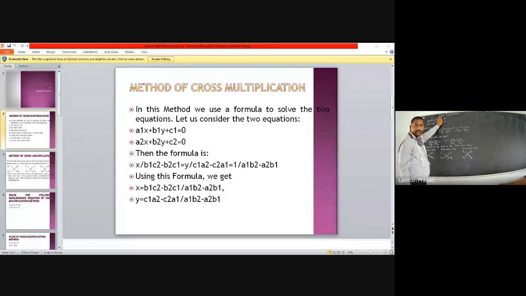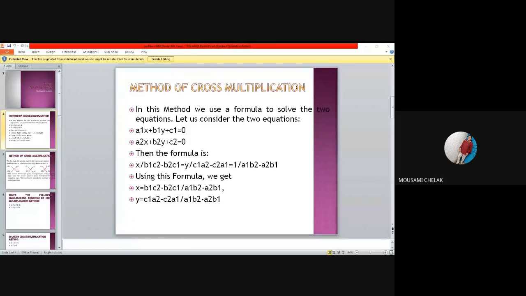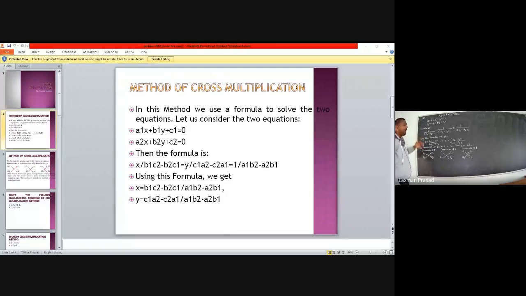Then the denominator of 1, if you are interested to find out, eliminate. So a1 b2 minus a2 b1. Yes, sir. So this is the way to find out the formula. So if you are having this value, fine. So using this formula, we get the value of x.